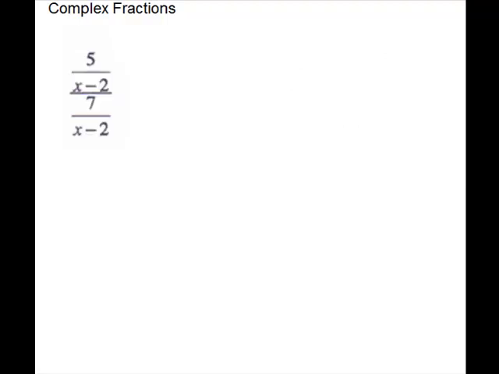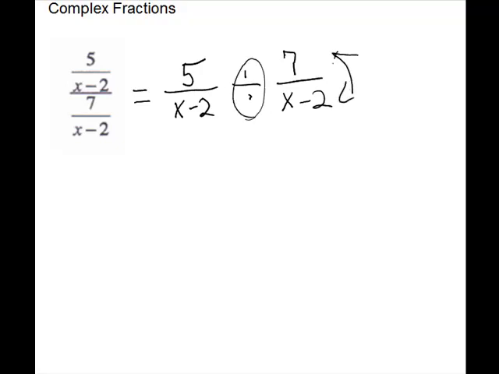This problem also has a single expression in the numerator and in the denominator. So we can use method 1. We write it across as a division. So 5 over x minus 2 divided by 7 over x minus 2. Change it to multiplication and invert the divisor. So keep your first fraction. Change to multiply. This one flips.